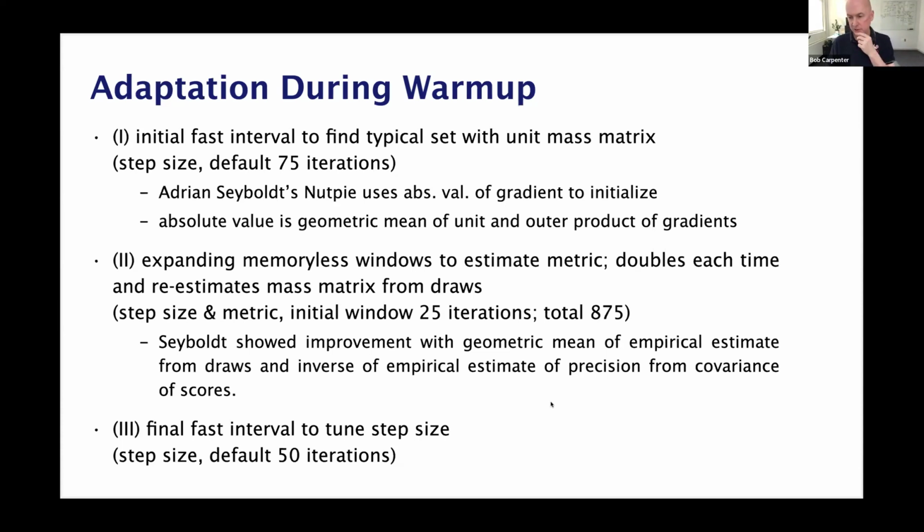Adrian Seyboldt has a really cool implementation called NutPie in PyMC that initializes with the absolute value of the gradient, which turns out to be the geometric mean of a unit gradient and the outer product of gradient approximation, which the expectation of that's the Fisher information. So things like LBFGS use outer products of gradients to estimate Hessians, really estimate inverse Hessians. I'll get back to you on which way around it is. So we're probably going to be moving to do, we just did a bunch of evaluations and it looks like NutPie's version of this is much better than ours. So we're probably going to be changing Stan very soon to do this.